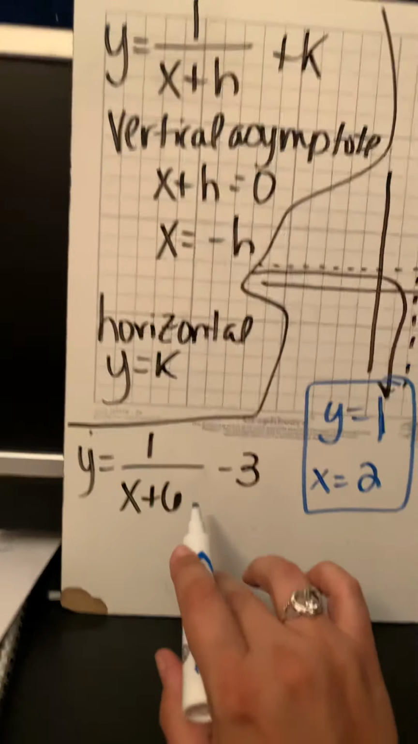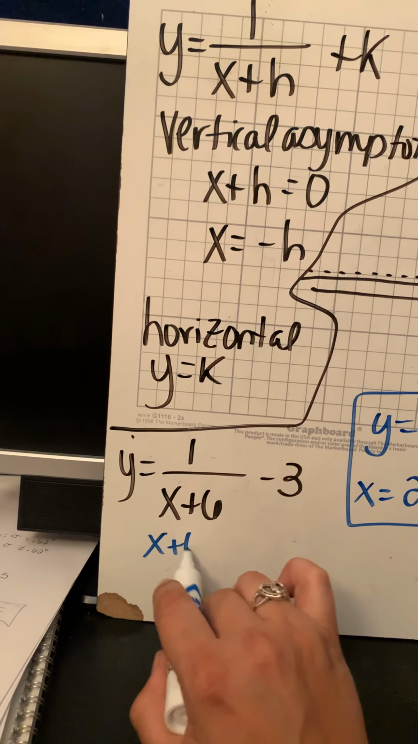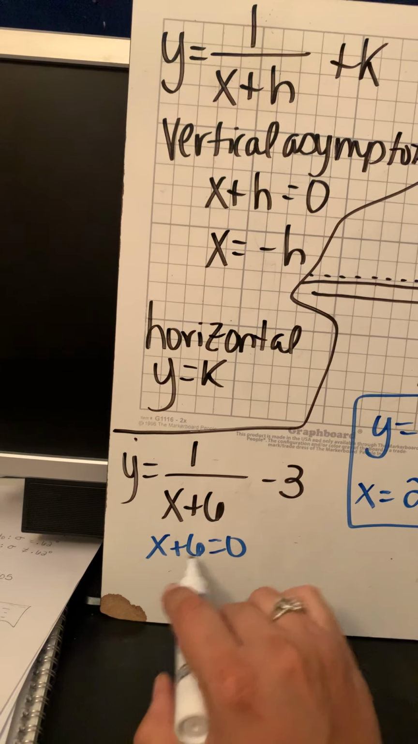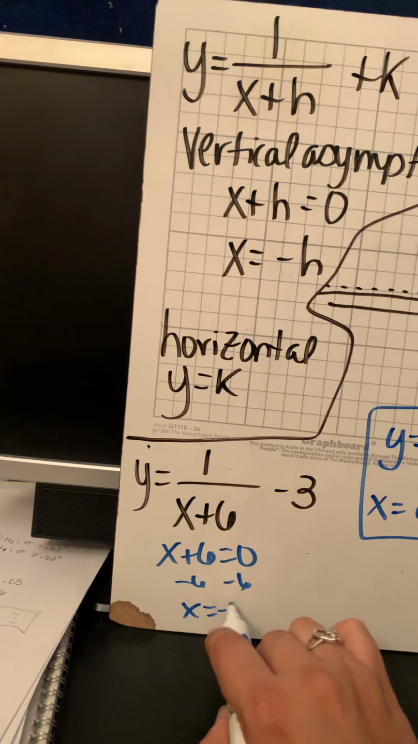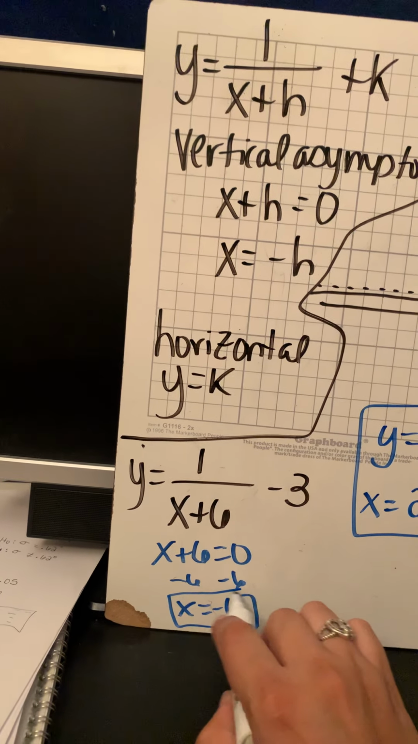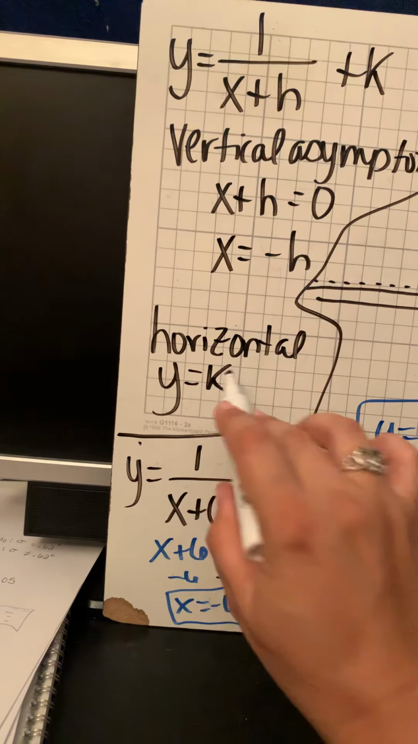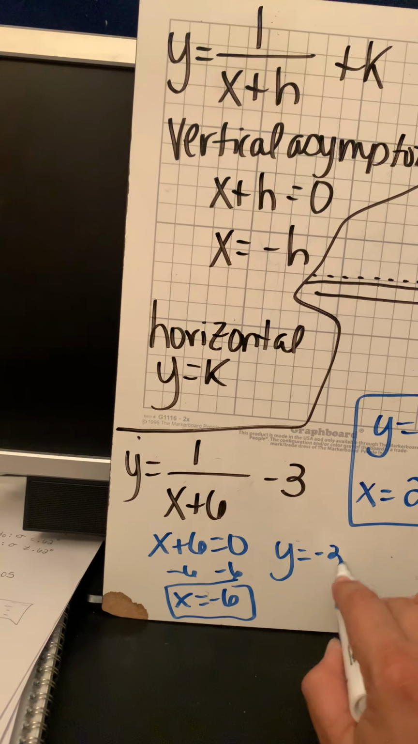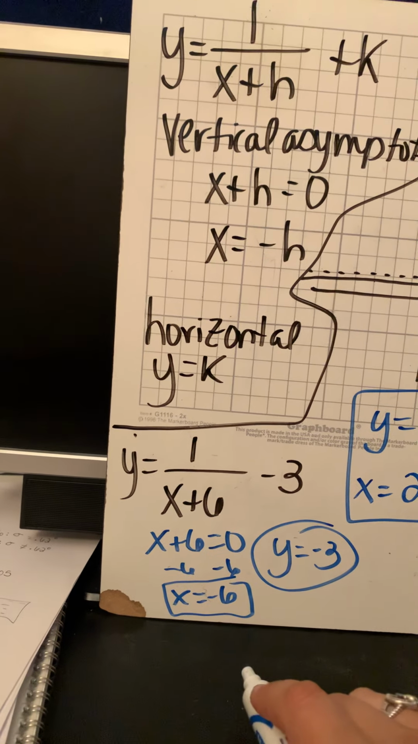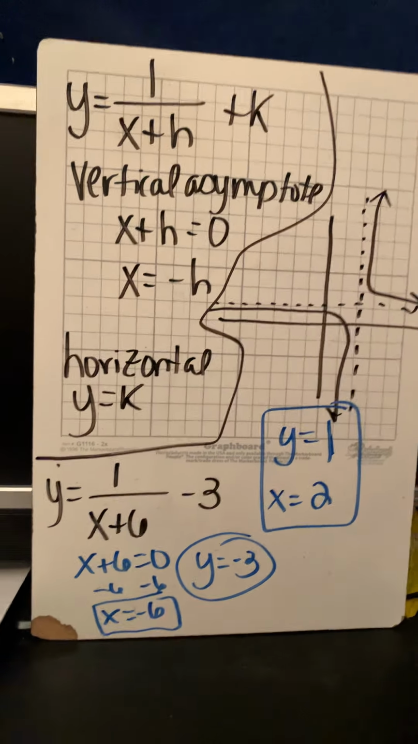So here's one example. To find my vertical, take your denominator, set it equal to 0. Subtract 6, x equals -6. Done. Your horizontal asymptote, y equals k. Well, that's k. Y equals -3. Done. And that's all I'm going to have you do today with those vertical and horizontal asymptotes.